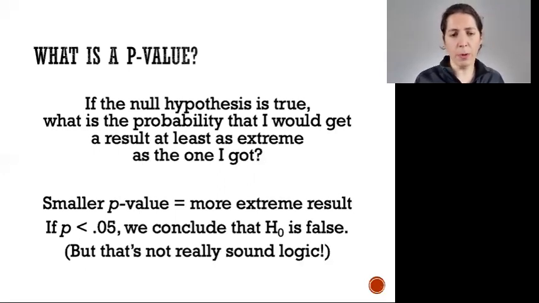But it's really important to point out that this is not really sound logic. Just because something is unlikely if the null hypothesis were true doesn't mean that the null hypothesis is unlikely to be true. We're just going to have to accept for now that a fundamental part of NHST is this kind of twisted logic of: I'm going to calculate how unlikely this is under the null. If it's really unlikely, I'm going to reject the null, even though that's strictly speaking not logically sound.